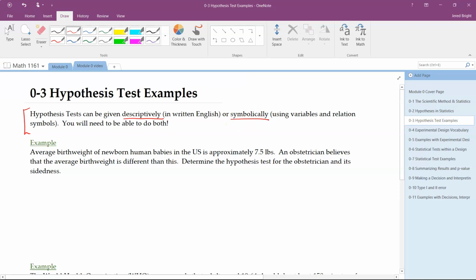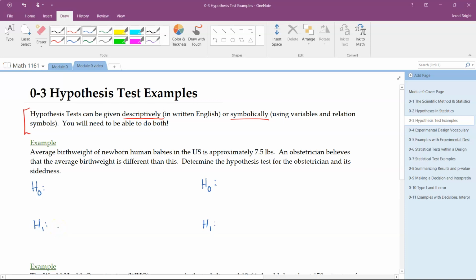Okay, so the hypotheses. I'm going to leave space for them, and I'll do H0 and H1. It says the average birth weight of newborn human babies is approximately 7.5 pounds, and then an obstetrician believes that the average birth weight is different than this. Okay, gotcha.